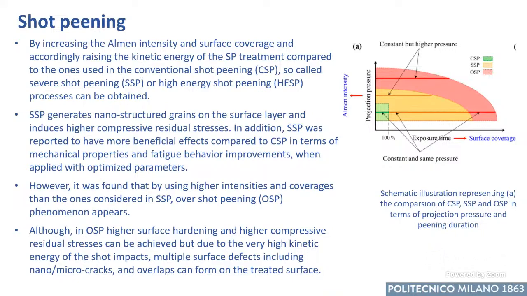And we can define two other areas. The yellow one here is where we have severe shot peening. What does it mean? It means that we are inducing not only residual stress, but also surface microstructural modification. But if we exaggerate, we go into the field of overshot peening, where we create some damage, and the benefit that we can get by means of shot peening will decrease.